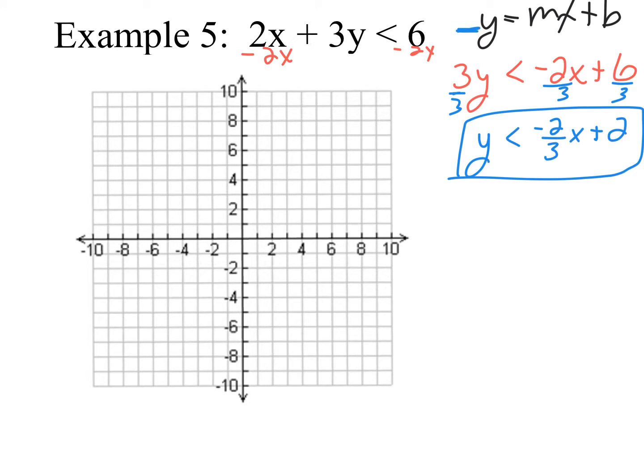So again, I'm going to go to positive 2 on the y-axis. My slope, negative 2/3. It says I go down 2, right 3. Down 2, right 3.